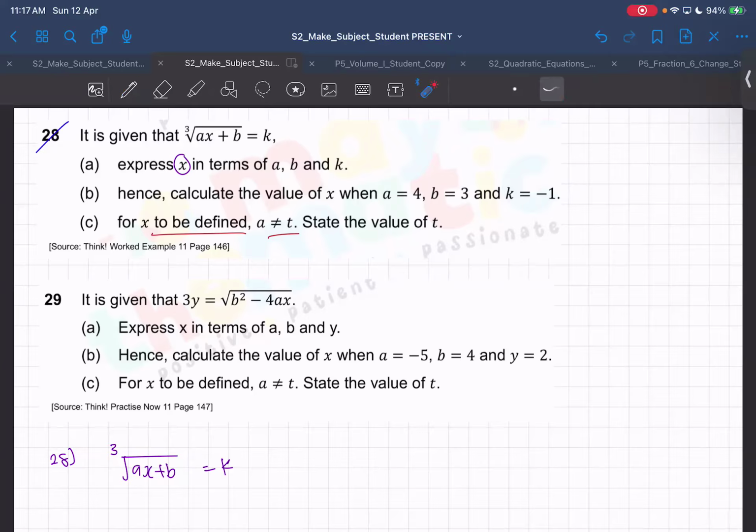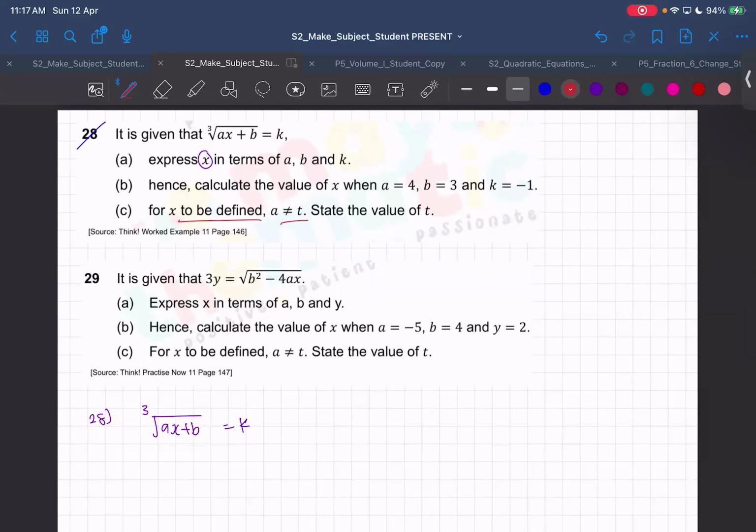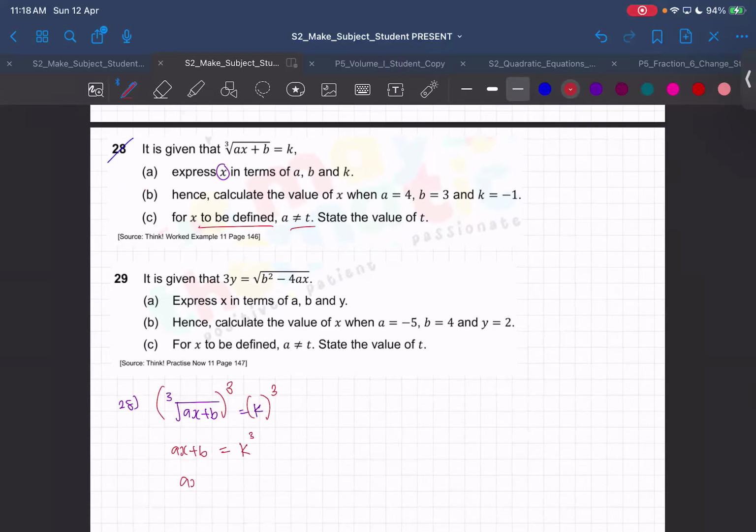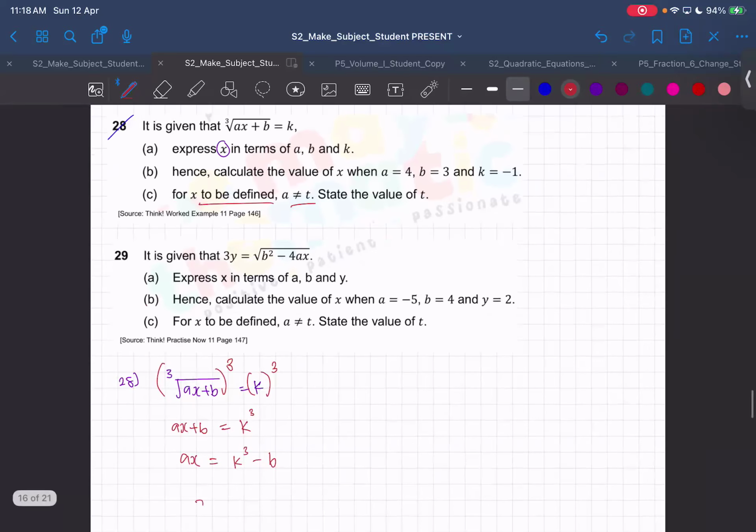Can anyone tell me what do I have to do if I see a cube root? If I see a cube root, what's my first instinct? To get rid of the cube root. Cube both sides. Okay, cube both sides, the cube root will disappear, and you get this. Now how to make X the subject? I isolate the term with X and then bring everything else over. So it will just be divided by A. Can?